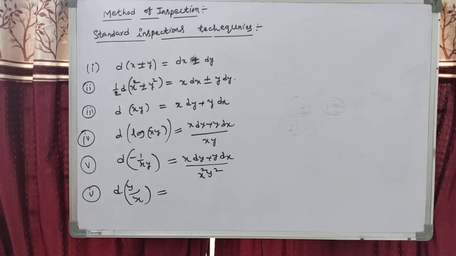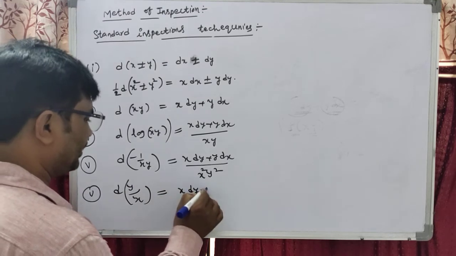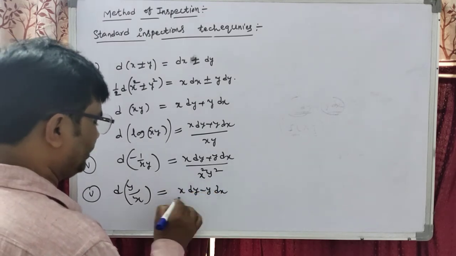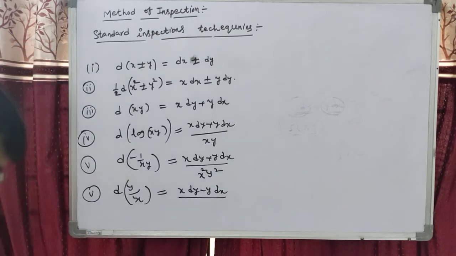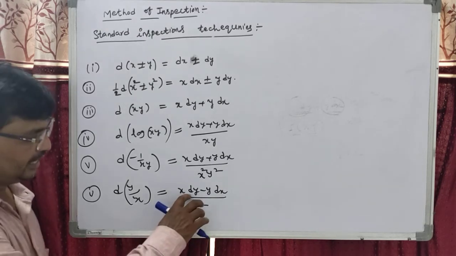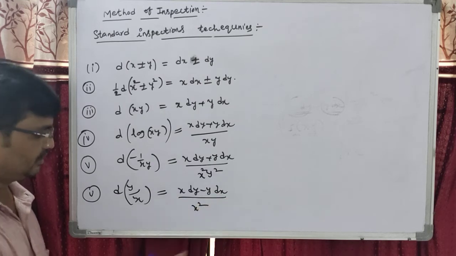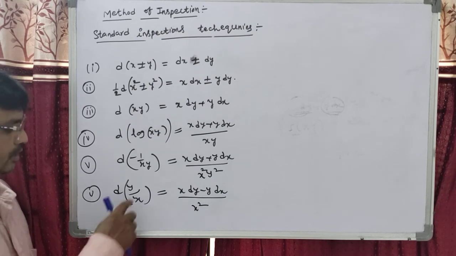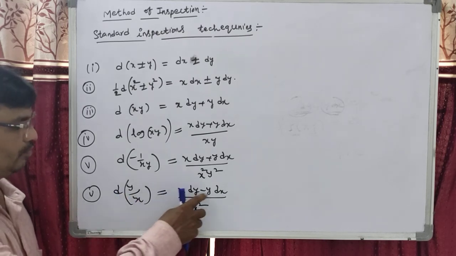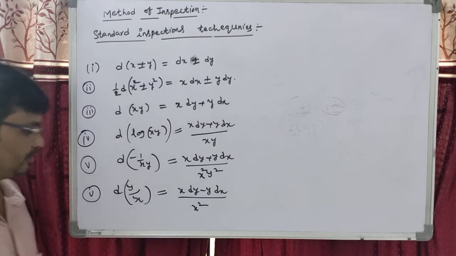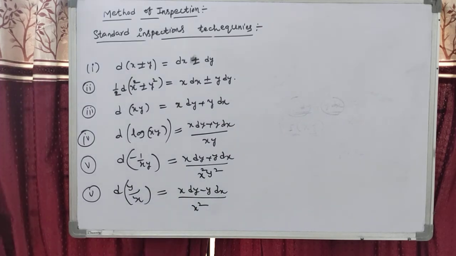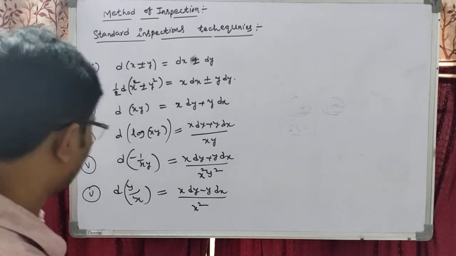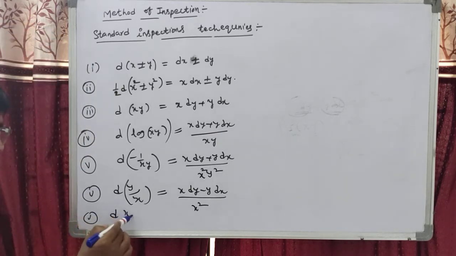The derivative of y by x is x into dy minus y into dx upon x square. This is x dy minus y dx. When you observe x dy minus y dx by x square, you can write the derivative of y by x, which is u by v, x into dy minus y into dx, v square is x square. Dear students, one more thing: how can you write the derivative of the fifth one, the derivative of x by y?